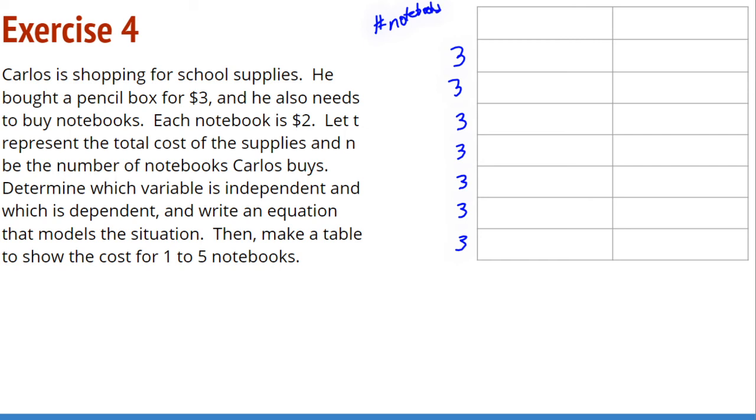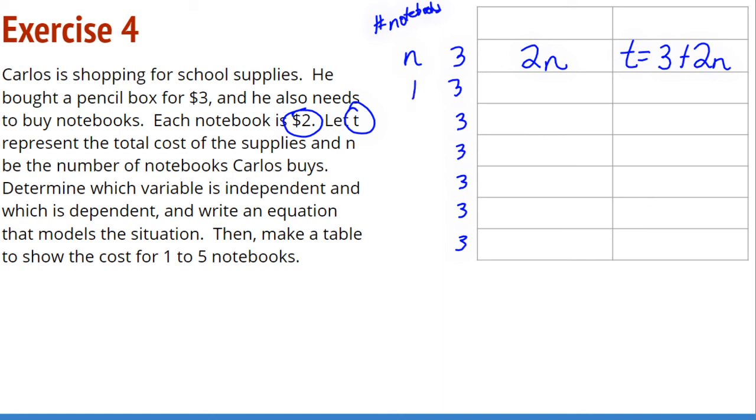So that's going to become our independent variable. And I'll use N for the number of notebooks. Now the cost of the notebooks, they're $2 each. So that's 2 times N. So my total cost is going to be, I'm supposed to be using T to represent the total. So my total is going to be the $3 for the pencil box plus the cost of the notebooks, which is 2 times each notebook.